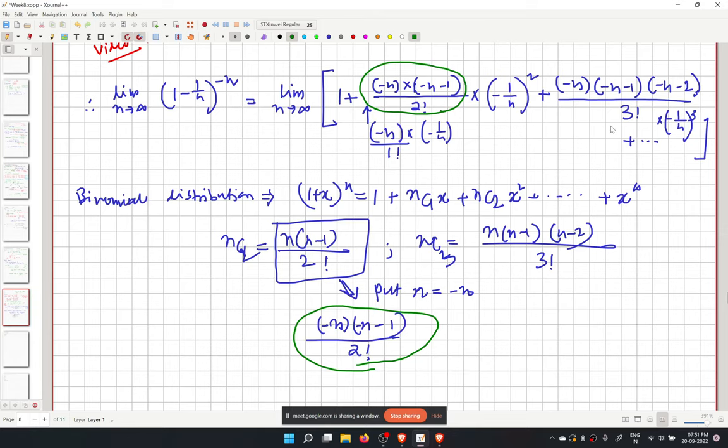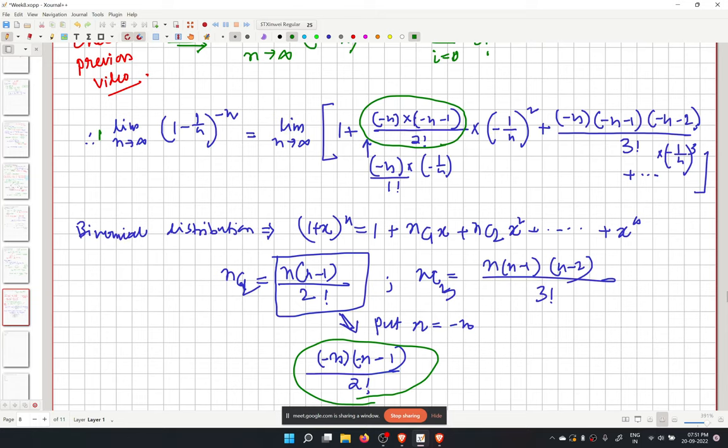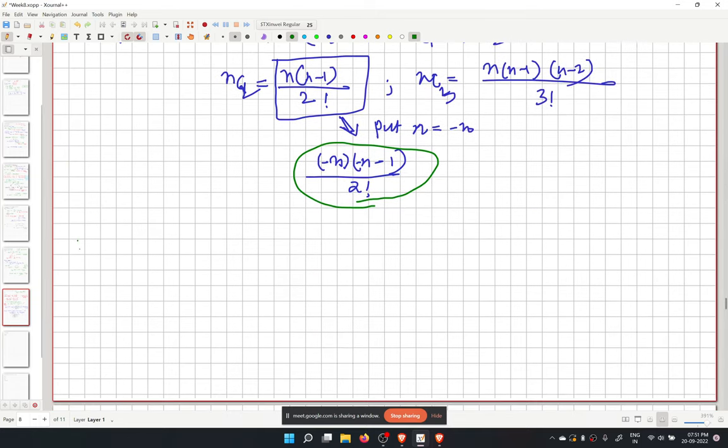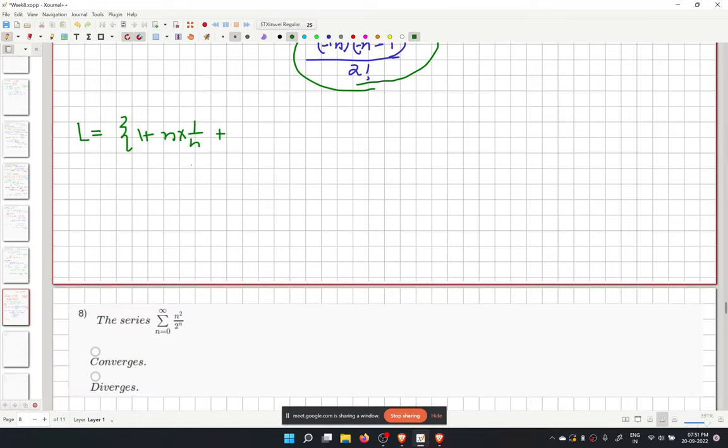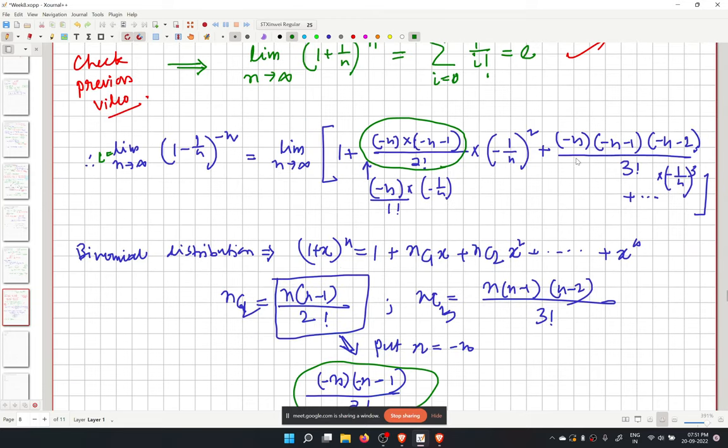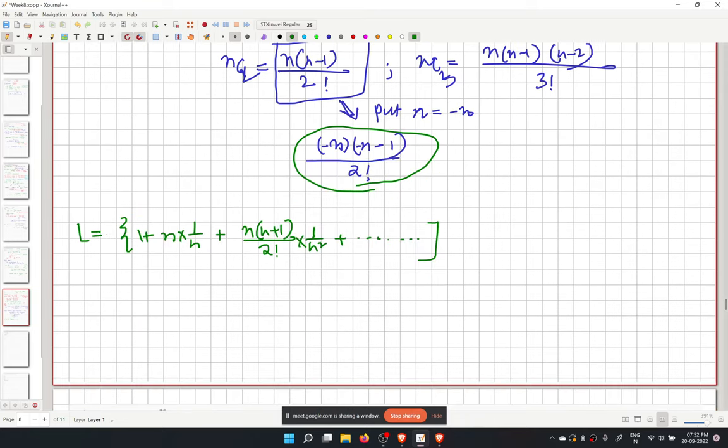So now you can simplify this one. Let us again call this limit L. You can simplify this to be L equal to 1 plus n times 1 over n plus n times n plus 1 by 2 factorial times 1 over n square, and so on. You will see that for each of these terms, the negative signs get cancelled out. For example, this will be positive as this is squared, and when we take the cube of a negative 1 over n, that gives another negative sign, and those two minus signs cancel out to result in a perfectly positive number. So this is the final term here.